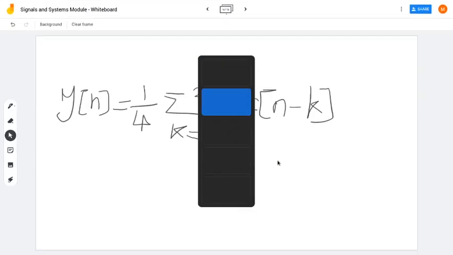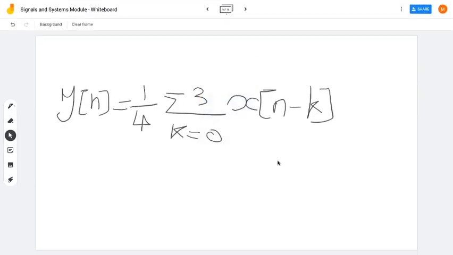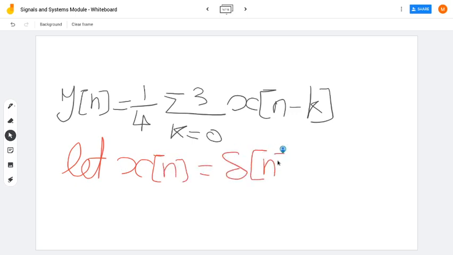Okay, so moving to our whiteboard over here, we have a system y of n which is described by the equation y of n equals 1 over 4 summation x of n minus k. First step, we need to find the impulse response. In order to find the impulse response, we will let x of n be an impulse, delta of n, and then we will be able to compute the impulse response by simply replacing every x over here with an impulse, and this will make y of n to be h of n.